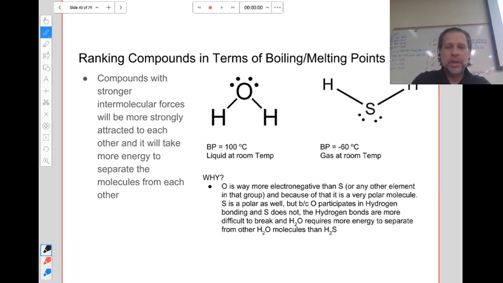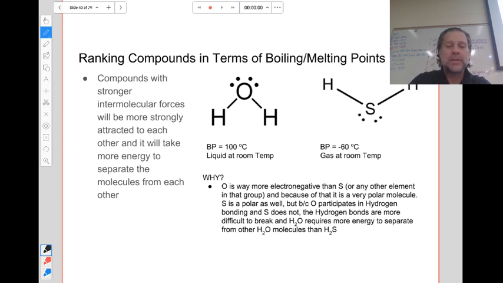So if I'm looking at water, which is liquid at room temperature, but its boiling point is 100 degrees Celsius, and this is sulfur, it's hydrogen sulfide. It's actually also known as hydrosulfuric acid. Its boiling point is negative 60 degrees Celsius, and it's a gas at room temperature. So the question that you have to be able to understand is why.